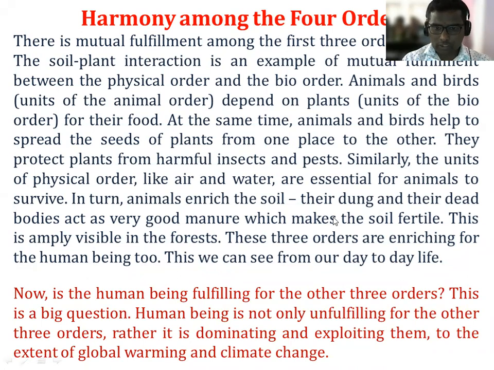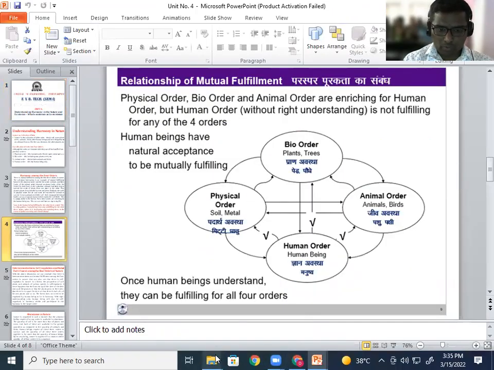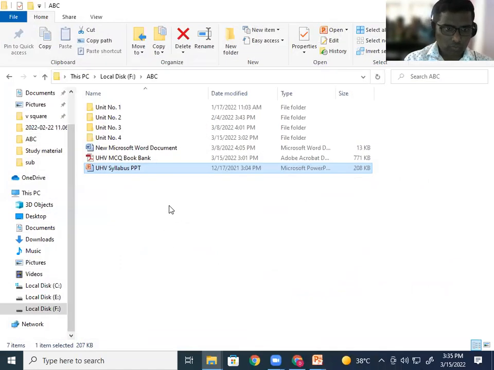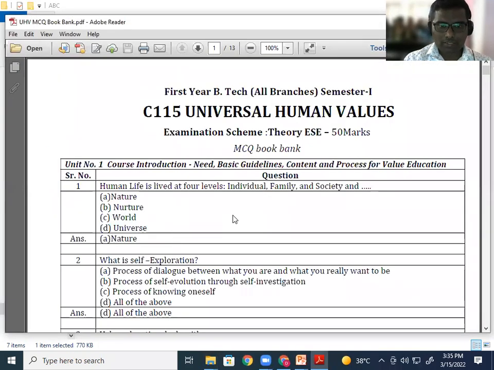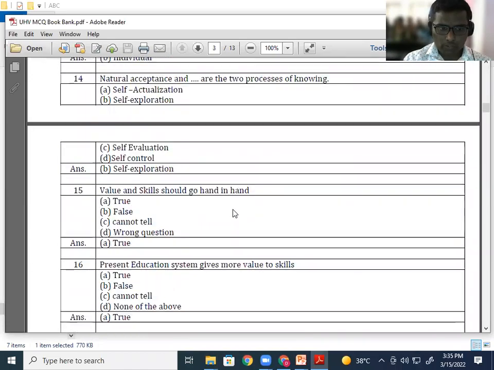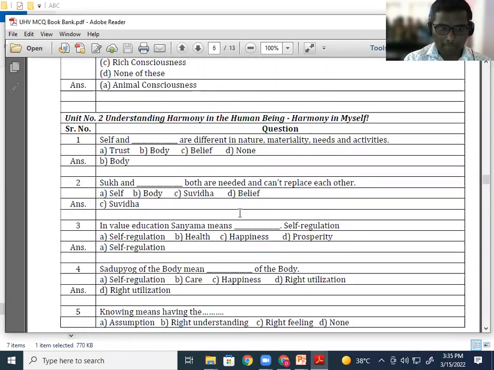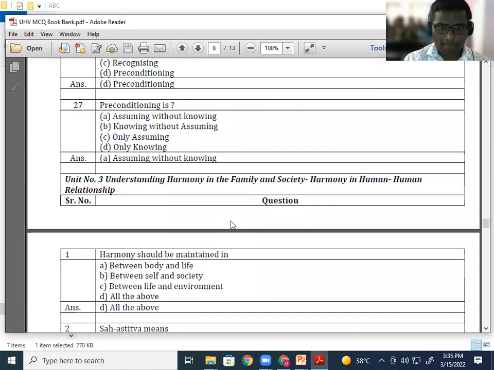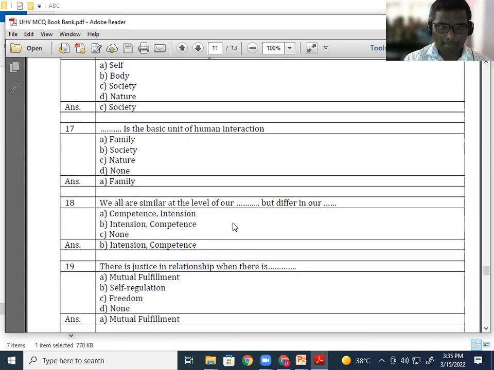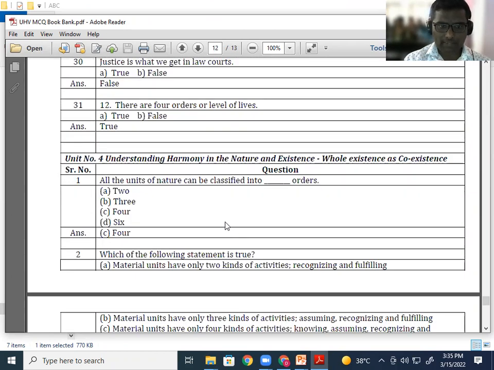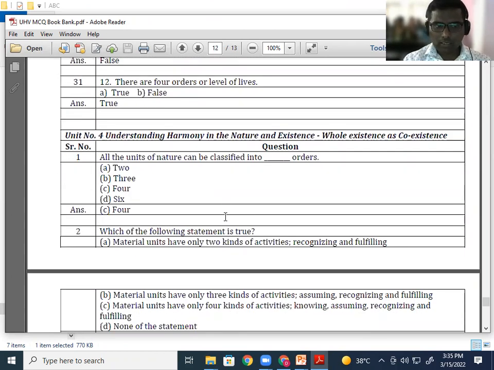Okay, so this is the point. Now let me try to show you what type of MCQ it may ask on this point. I think I have already shared such types of MCQ booklet with you. Now let me take the last topic directly. Yes. So see that these are the MCQs for unit number 4. Is it visible?